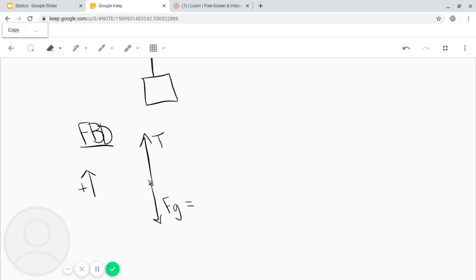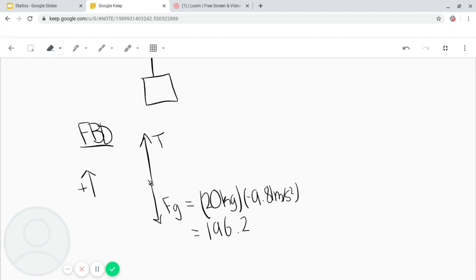So in this case, we have a 20 kilogram box times negative 9.81 meters per second squared acceleration, which is equal to 196.2 newtons, which is negative because it's going down. And this means that the tension, since it's the only other force and they will cancel out, since the body's not accelerating, is 196.2 newtons as well.